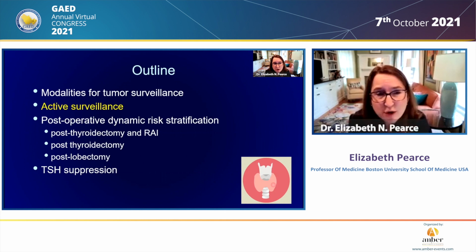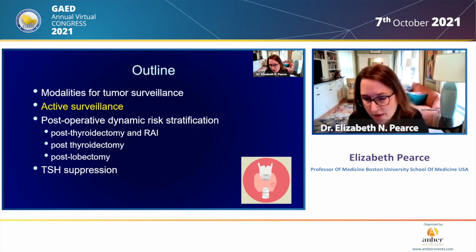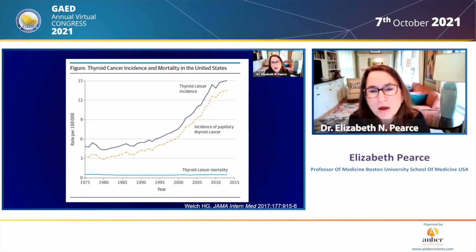So let's turn now to strategies for surveillance in different classes of patients. And the first group to think about here is a group who gets so-called active surveillance. So this is a relatively newer concept in much of the world. It's been done for a long time in Japan and is starting to be done in other centers. But this really gets at our concerns about thyroid cancer overdiagnosis and thyroid cancer overtreatment.